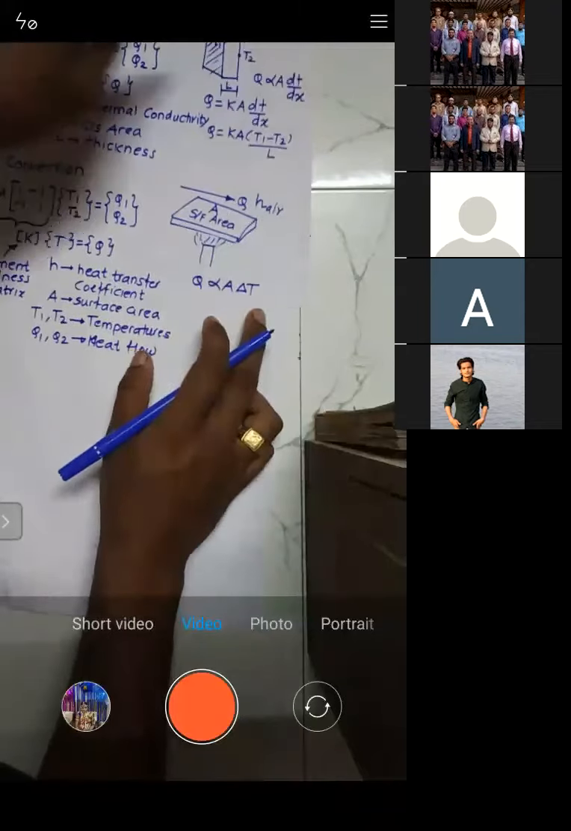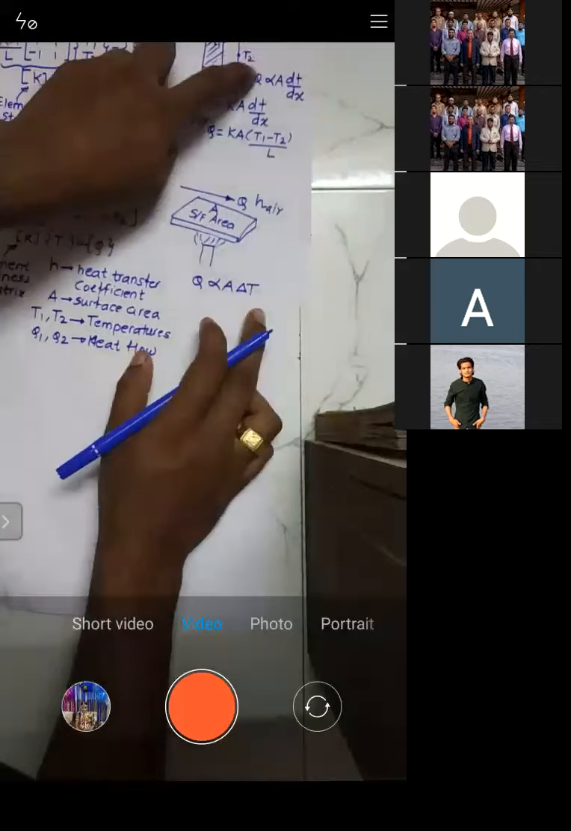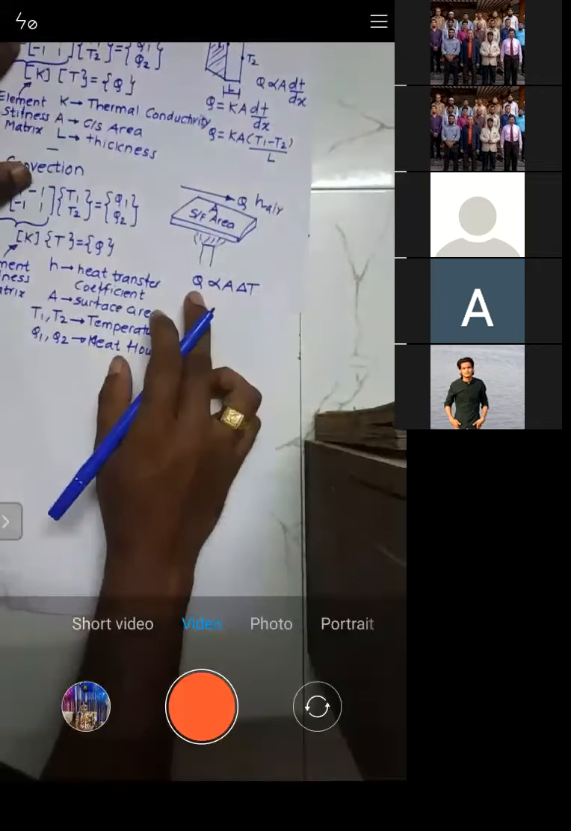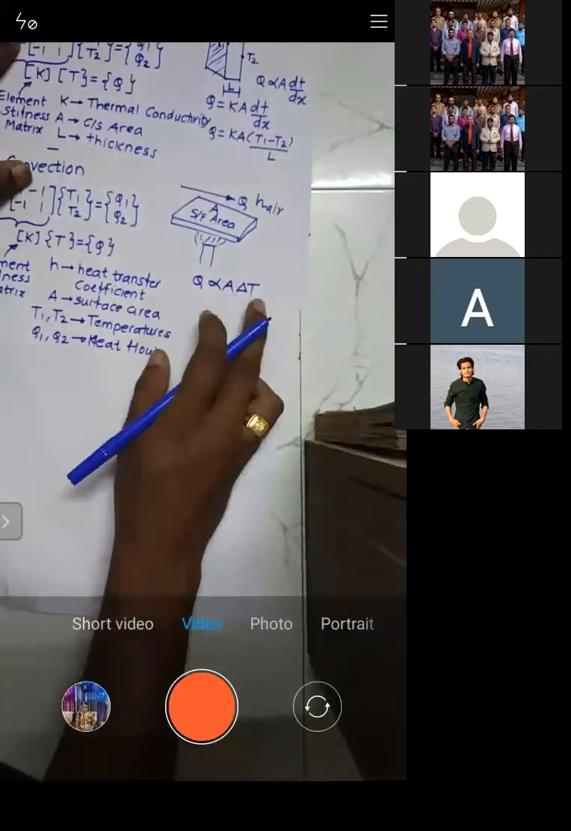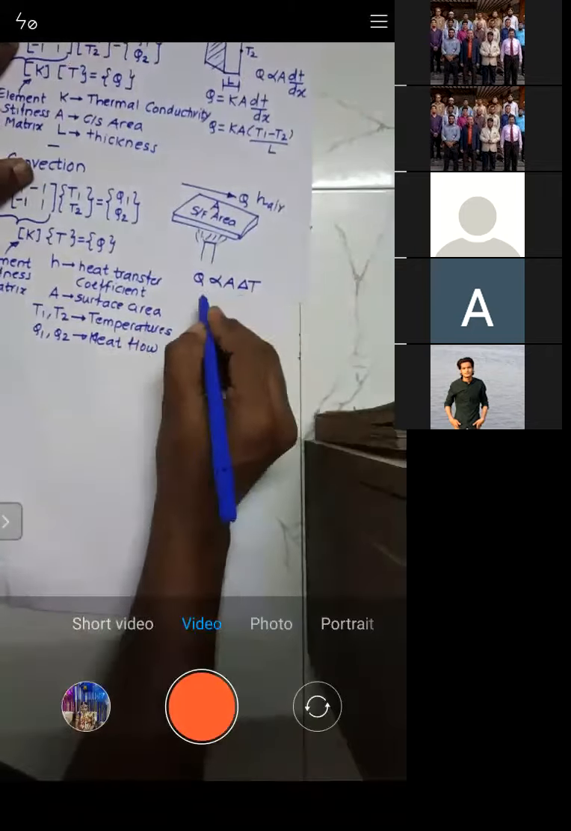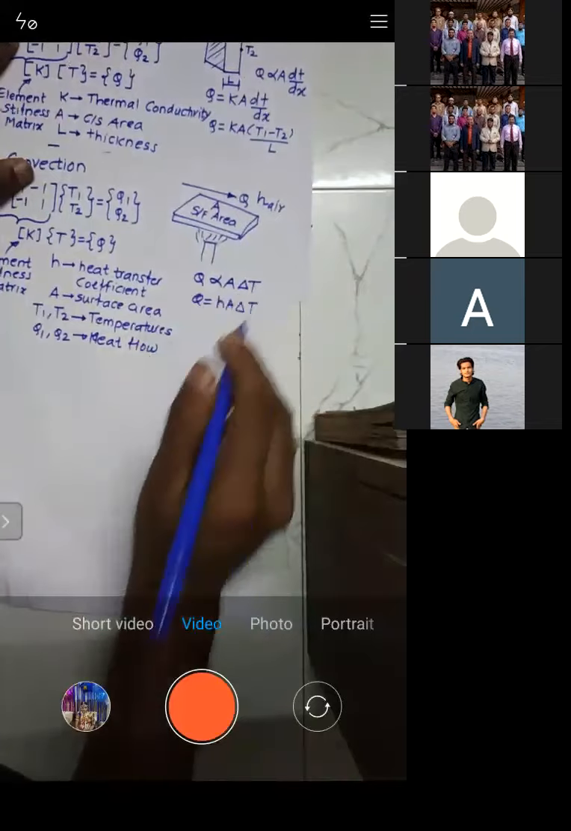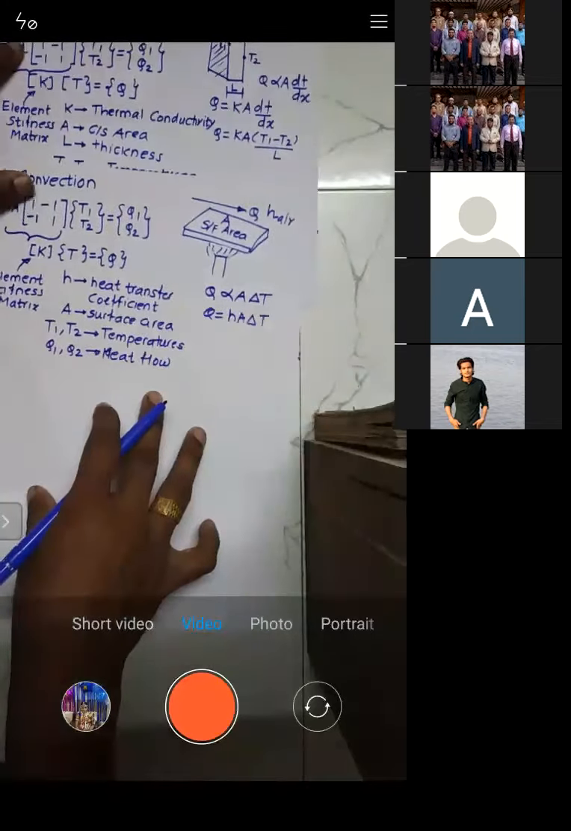Is that okay? See here, what is Fourier's law of conduction? Q is directly proportional to A dT by dx. And what is Newton's law of cooling? Q is directly proportional to A into delta T. So Q is given by h A delta T. Yes or no? h A delta T.